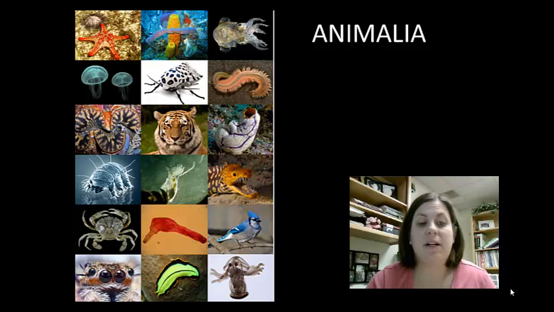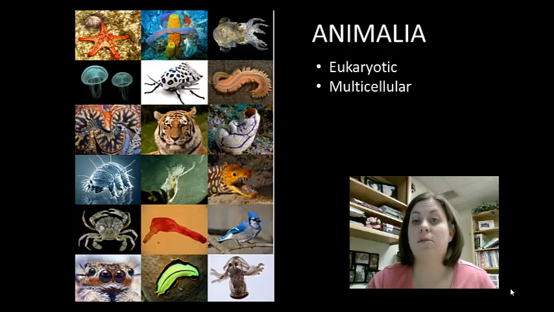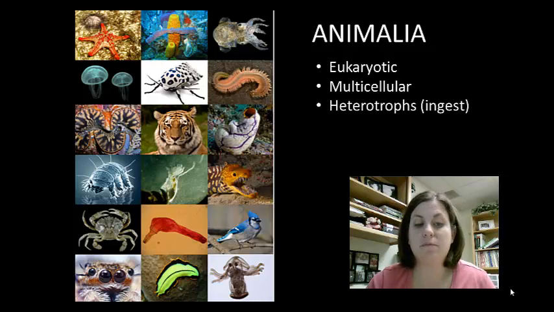This kingdom is a very diverse group and it goes from sponges to worms all the way up to you as humans. All animals do share several characteristics. First, all animals have eukaryotic cells. This means that their cells have a nucleus and various organelles. Next, all animals are multicellular, meaning they're going to be composed of more than one cell.